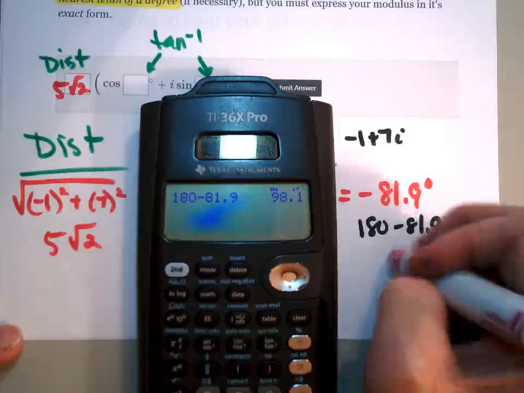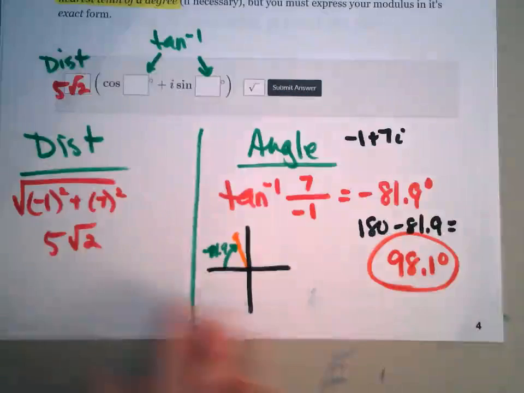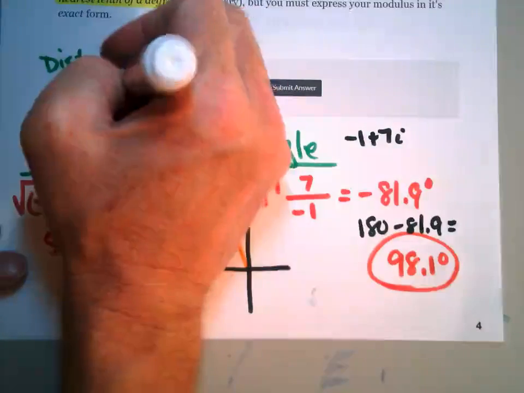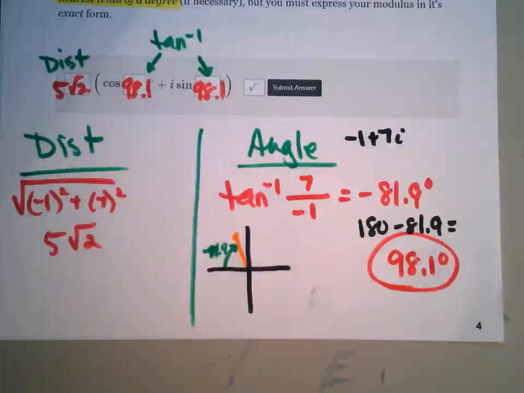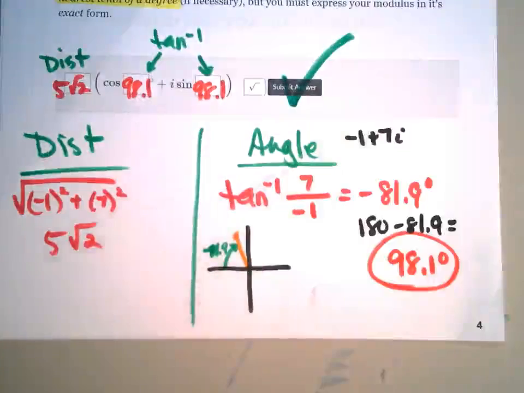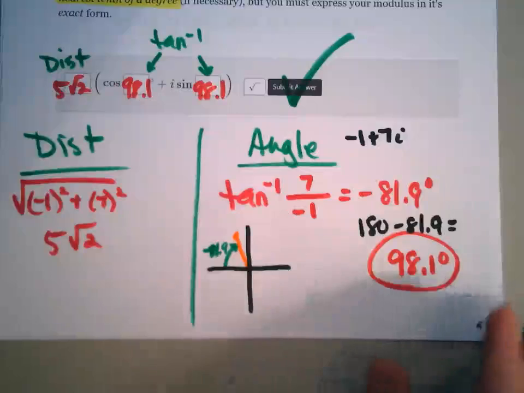So 98.1 degrees is going to be what they call the argument. So 98.1. Click on the submit button, get your big green check, get your credit, and move on.